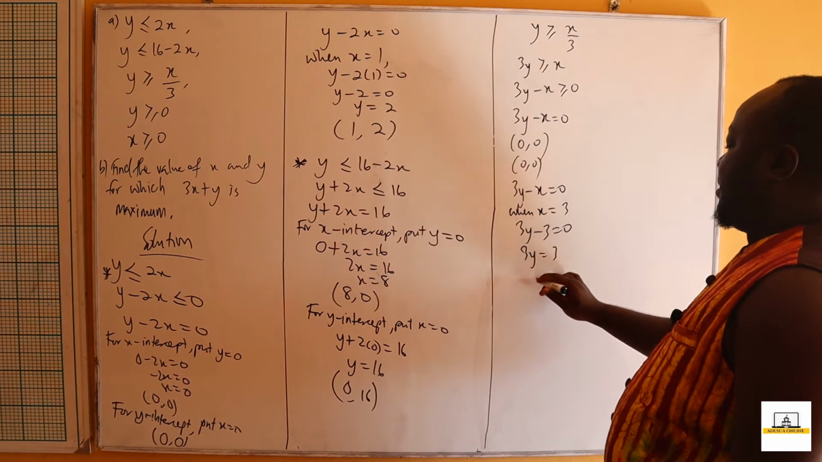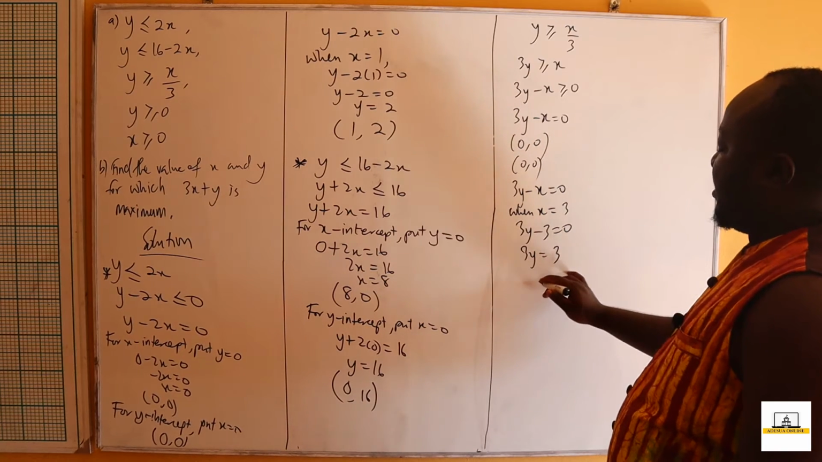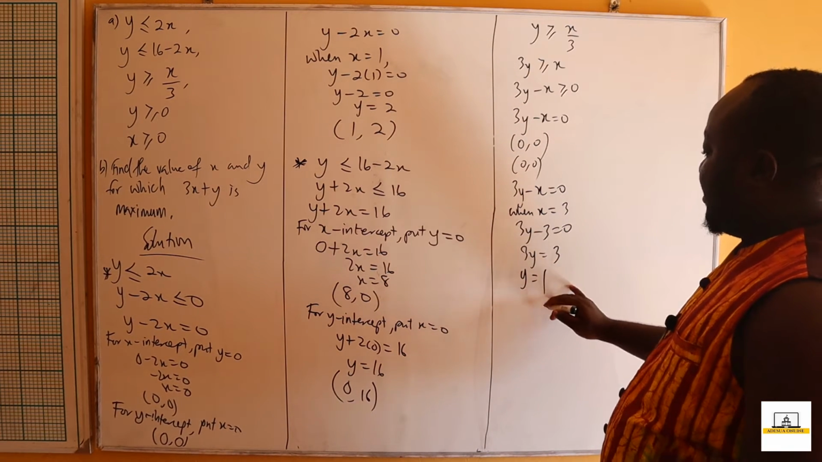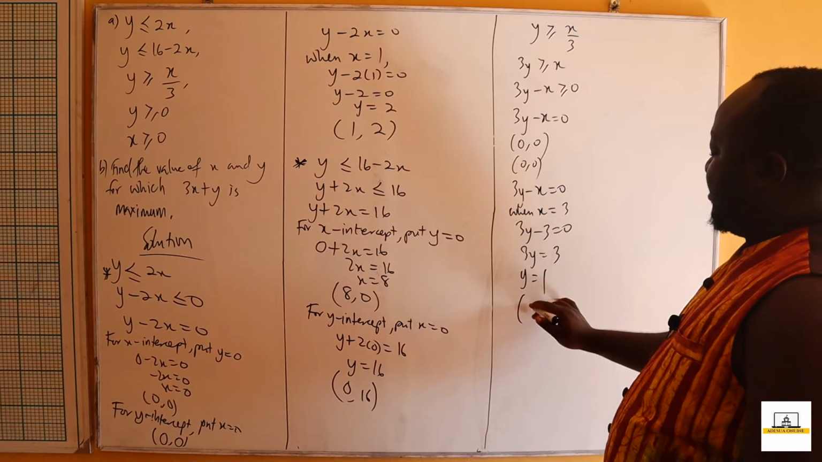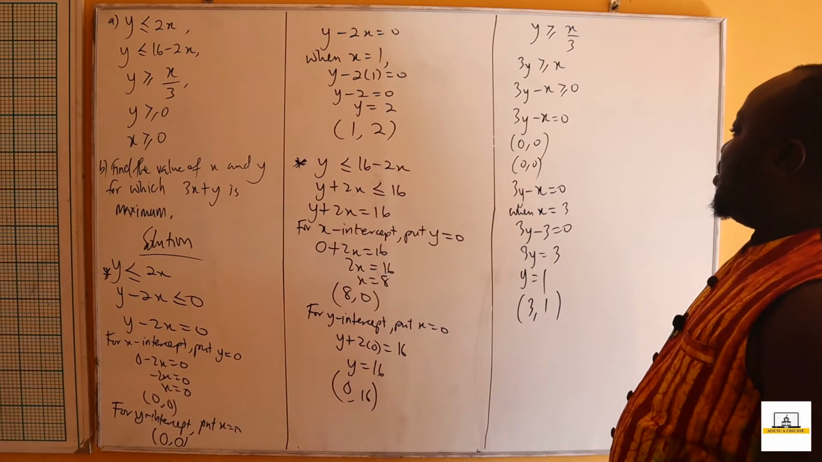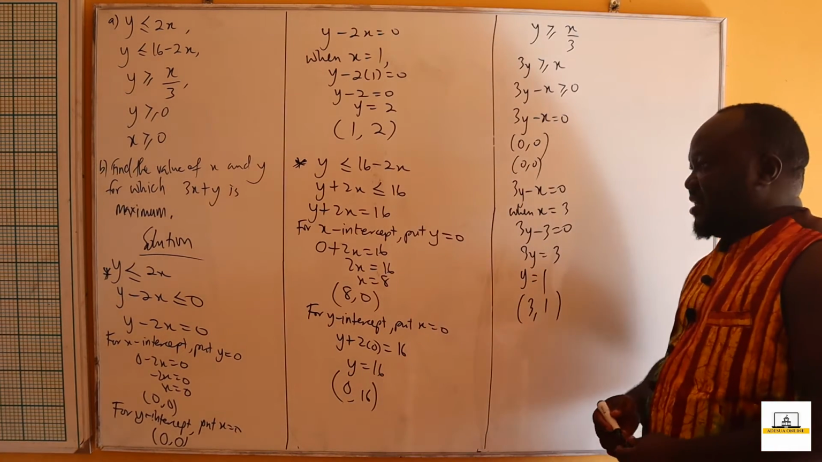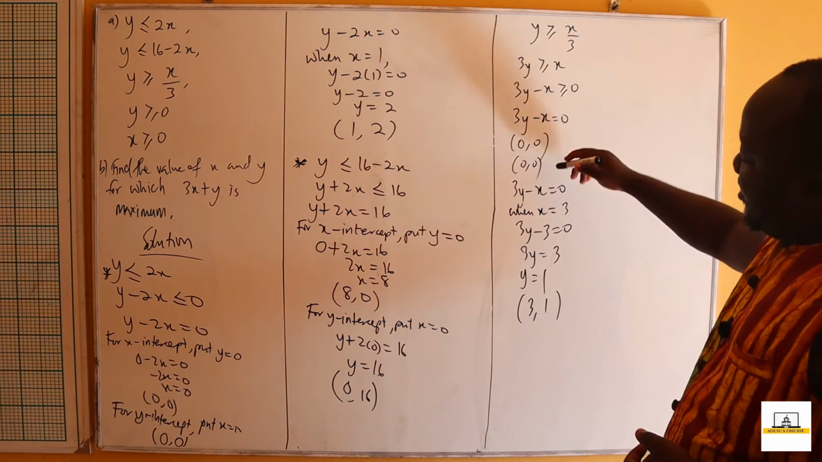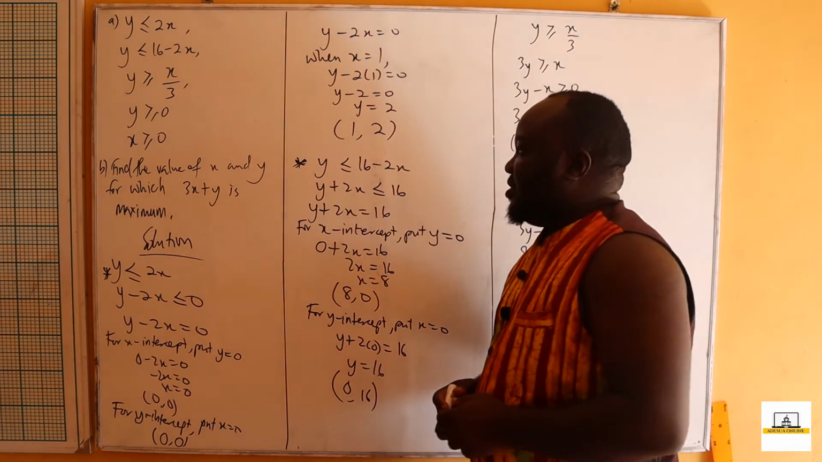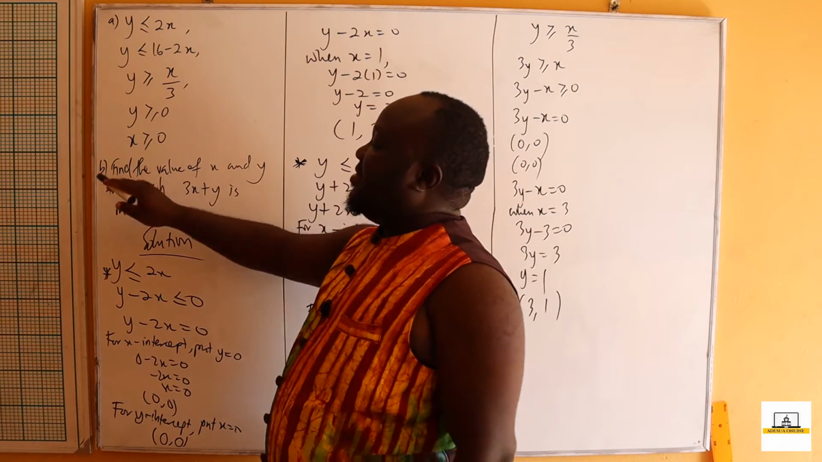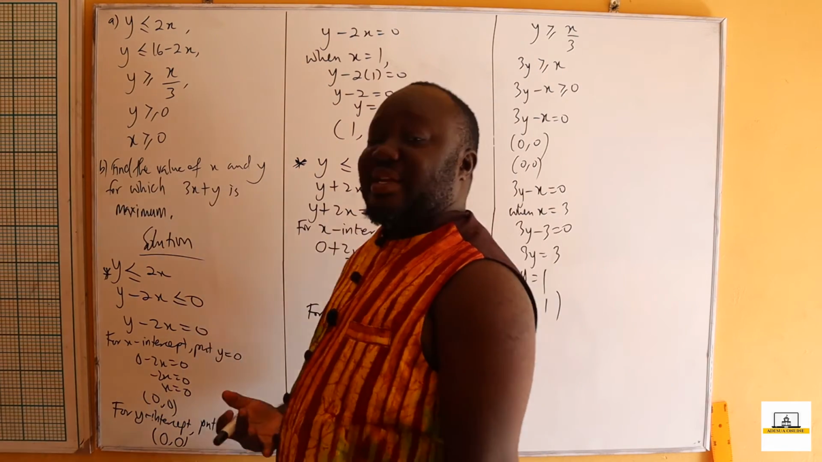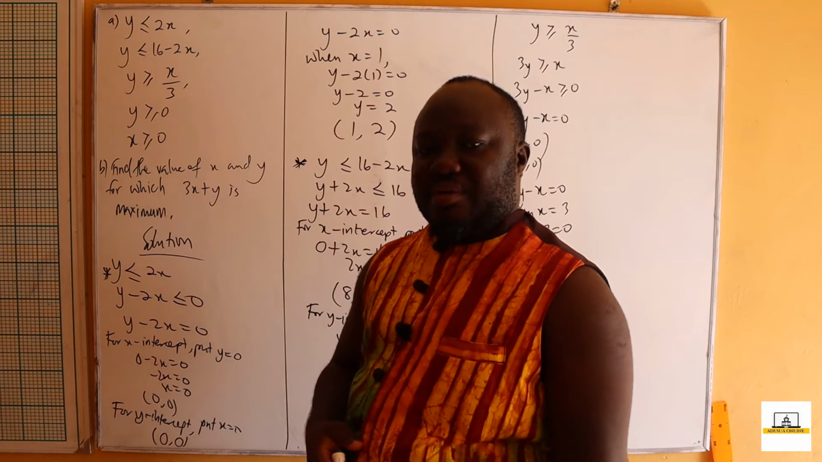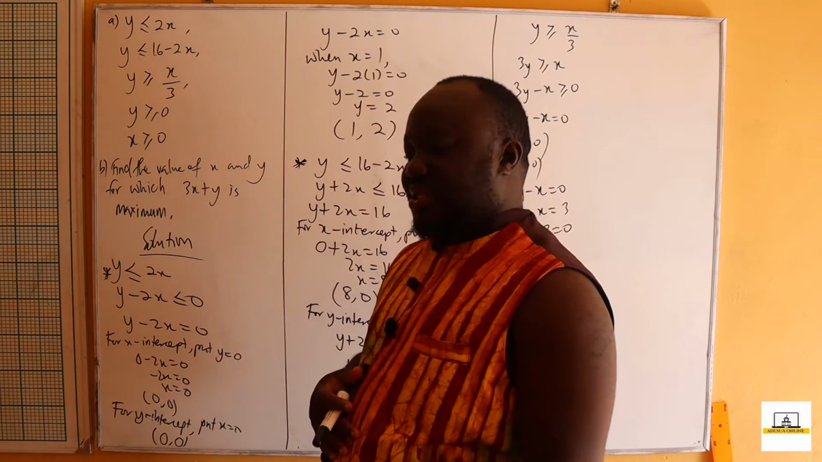3y is equal to 3. We divide both sides by 3. We have y equal to 1. So we shall have x is 3, y is 1. So with this (0, 0) and (3, 1), I can draw the line 3y minus x is equal to 0. Now, for y greater than 0 and x greater than 0, we don't need to find the intercept. So straight away from here, we can go and draw our graph for these inequalities.